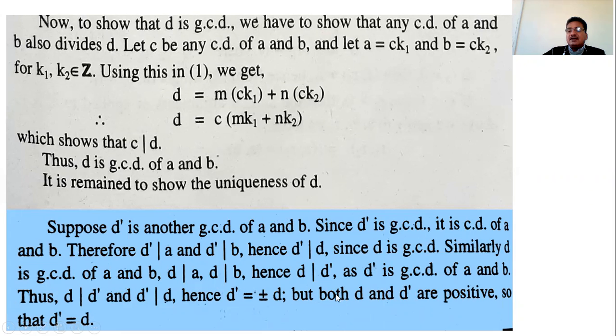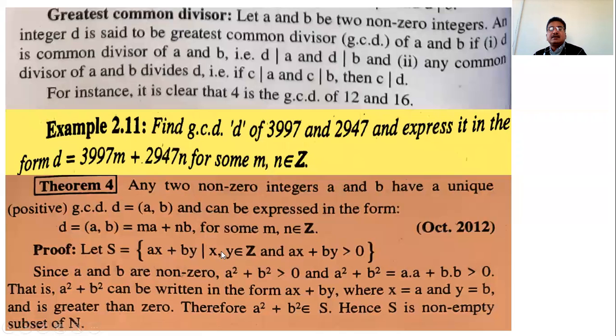But D and D dash are greatest common divisors, and the greatest common divisor of any two integers is always positive. Greatest common divisors are always positive numbers, and therefore there is no negative sign, which means D is equal to D dash. If we consider D dash as another greatest common divisor of A and B, then it is equal to D, which means D is unique. And here the proof of the theorem is completed: any two non-zero integers A and B have a unique greatest common divisor, and it is expressed in the form MA plus NB.